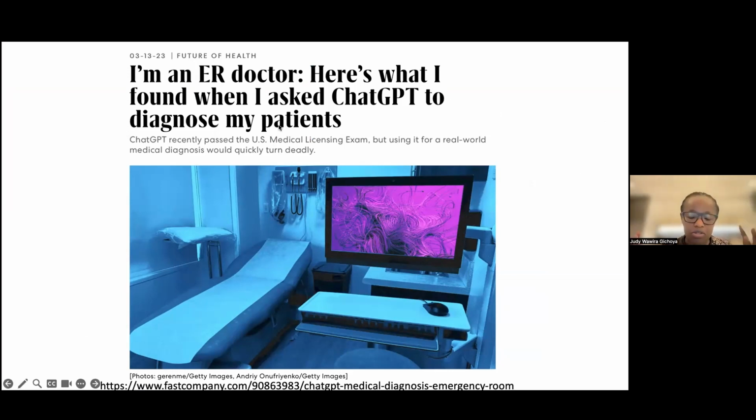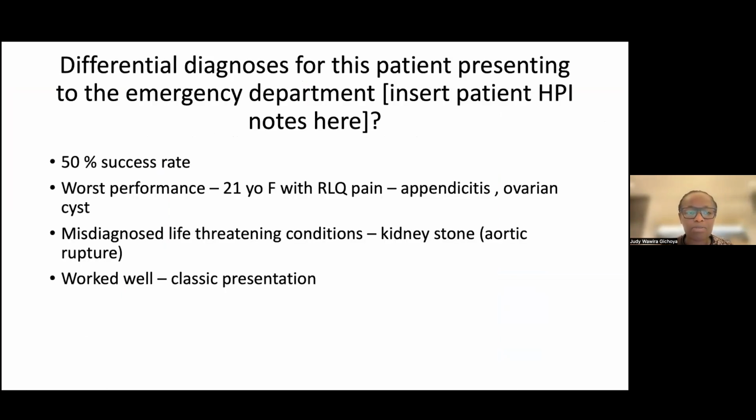What he did was go back and pull 40 cases, then copy their history to ChatGPT and ask it to give a differential diagnosis. There was a 50% success rate. The worst performance was for a 21-year-old female with right lower quadrant pain, where it could not come up with ectopic pregnancy, which was the diagnosis for this patient. It frequently misdiagnosed life-threatening conditions, but worked very well for classic presentation. So this may be why the models are able to pass this standardized exam.